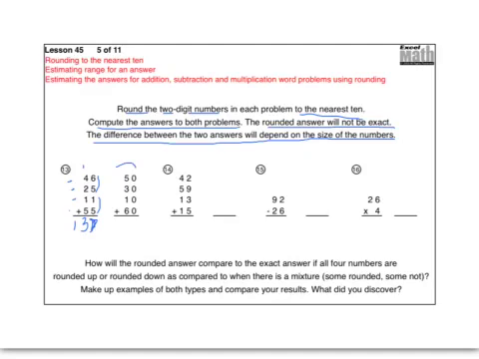Now, what if we didn't want the exact answer, we just wanted an estimate? We don't take this answer here and round it to 140. That's a no-no. What we do is we round each one of the numbers and then get a whole new answer. So 46, the closest 10 is 50. 25, the closest 10 is 30. 11, the closest 10 is 10. 55, the closest 10 is 60.